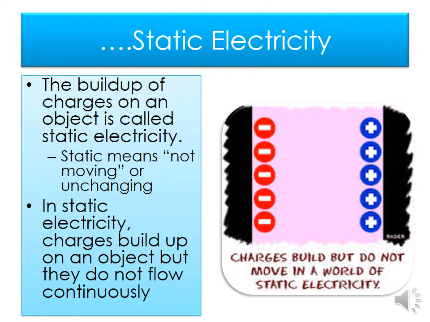All right, so you can kind of see in this diagram, charges build up, but do not move in the world of static electricity. On the left side of this diagram, there's a buildup of negative charges. Those are the atoms that have all the electrons. And then on the right side, you'll see that there's a positive charge, or they've lost their electrons. And they're not going anywhere. They're just kind of staying there. So you've got a negative charge and a positive charge. So that's static. They're static and unchanging.